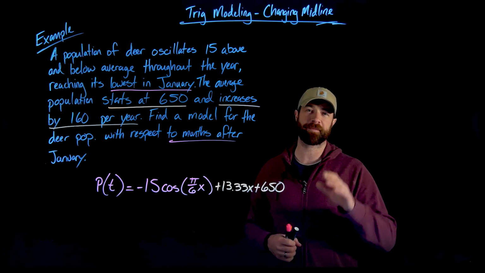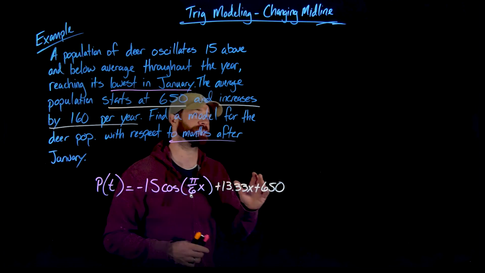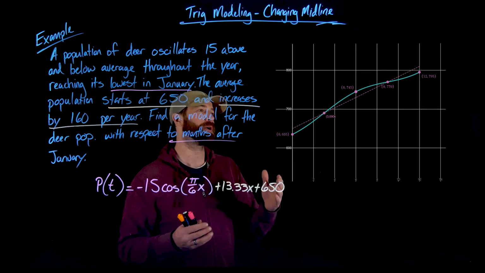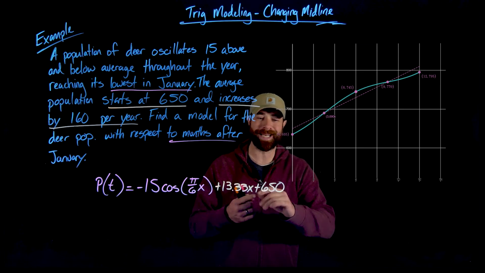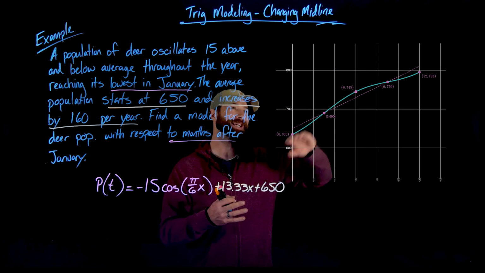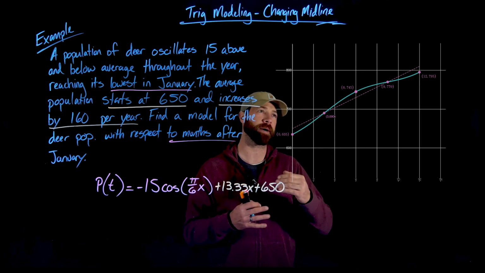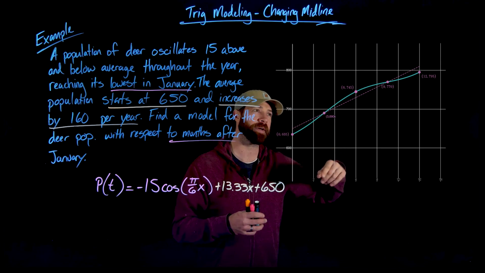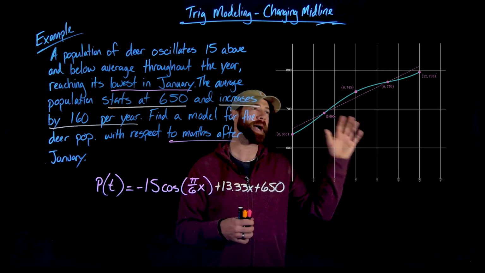And to finish off, let's look at a visual representation of this situation right here. And hopefully this is what you would expect. We have this oscillation starting at 650 and then rising over time. Every month we're going up by 13. But importantly, we have this oscillation above and below the midline throughout the year.